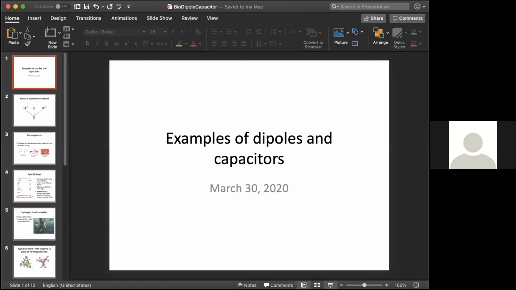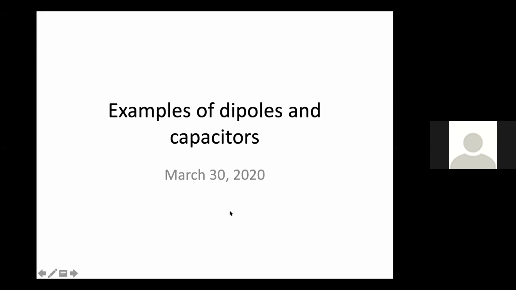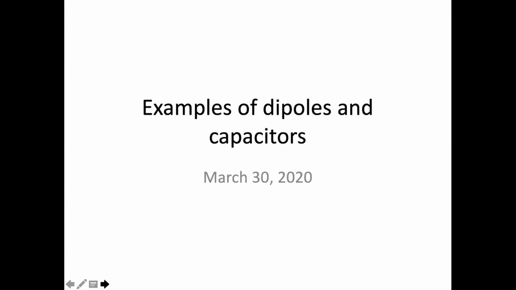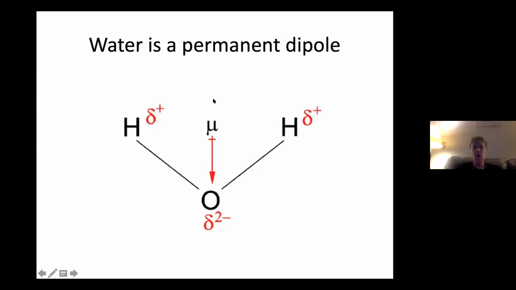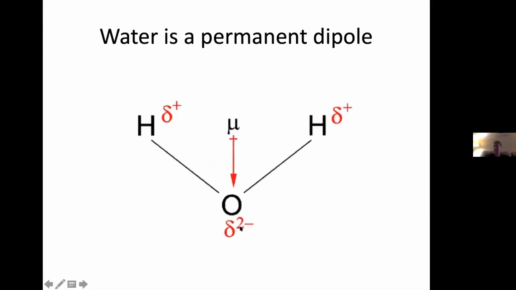So I just wanted to end this lecture with some examples of dipoles and capacitors that you may have encountered already in your courses. So let's see. So first off, water is one of the most important dipoles in the world. I think that's a fair statement.